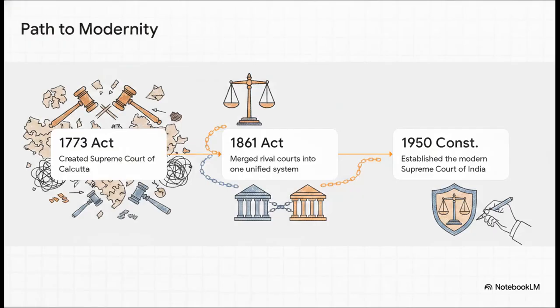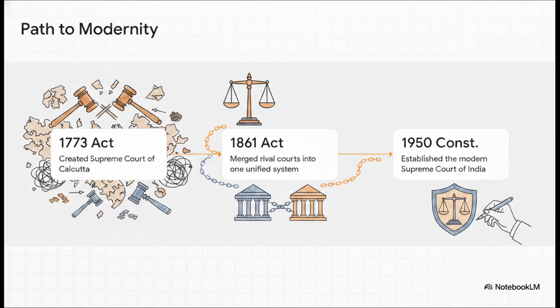Let's pivot geographically over to India, because their legal journey took a highly unique centralized path. It started with a very confusing colonial patchwork. The 1773 Regulating Act created the Supreme Court of Calcutta, but that actually caused absolute jurisdictional chaos because it constantly clashed with existing company courts.